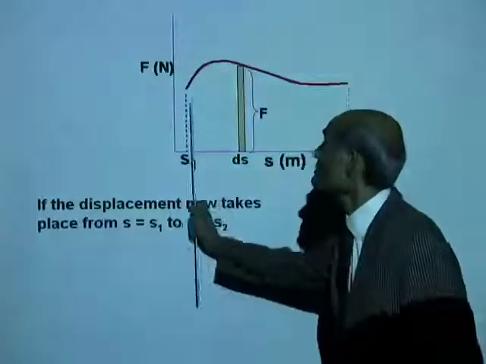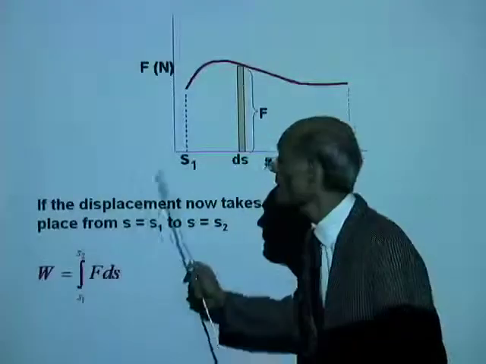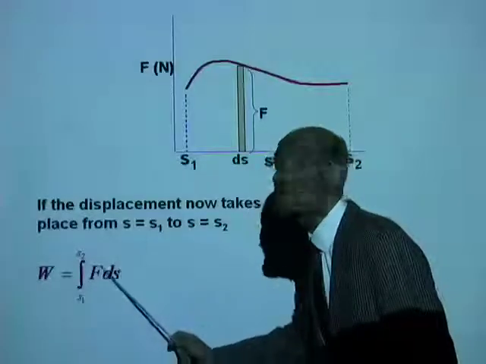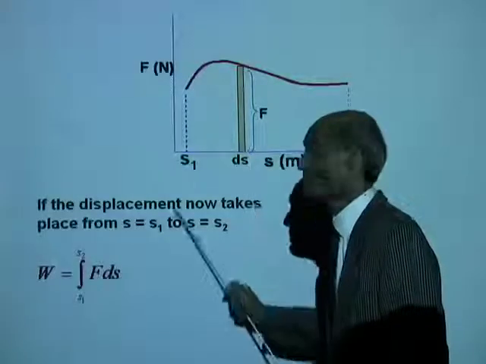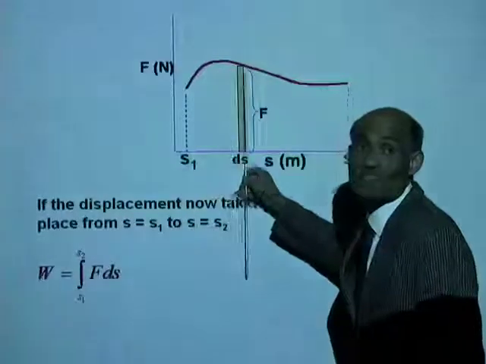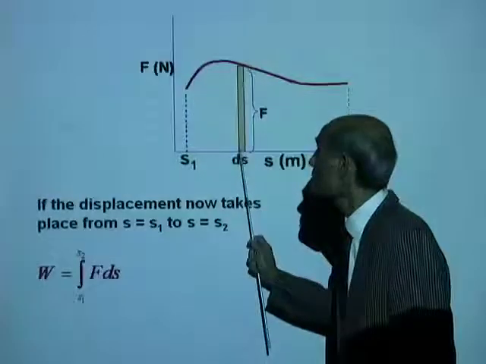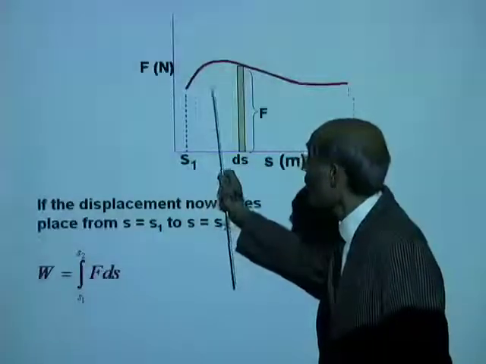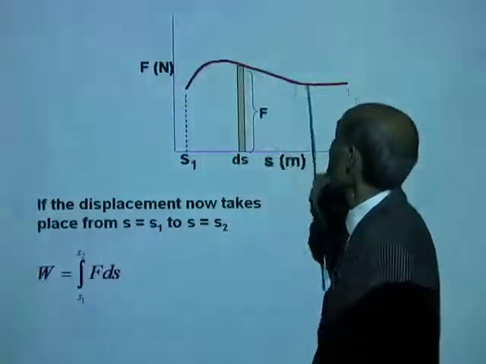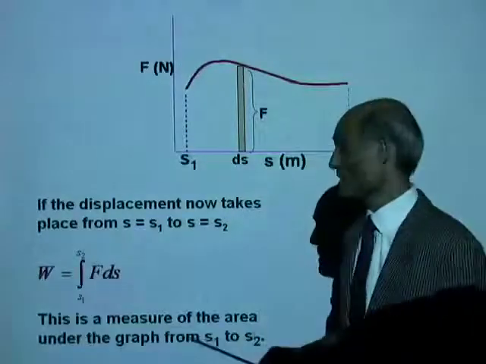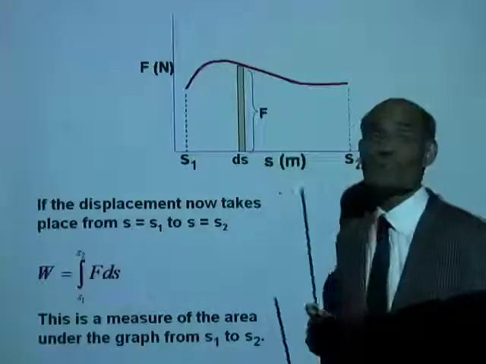If the displacement now takes place from S1 to S2, then I can write W equal to the integral from S1 to S2 of F ds. F ds is the small work done in that very small interval of displacement. Well, integral simply means add up all such work done. Add up all such dWs. Isn't this our dW, the work done during that small interval? So add up all such dWs, that is a measure of the integral. And of course the integral represents the area under the graph, measured from S1 to S2.